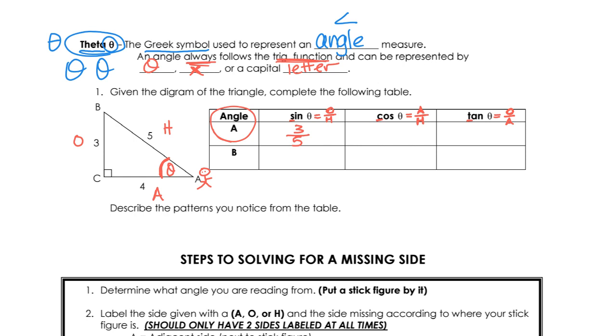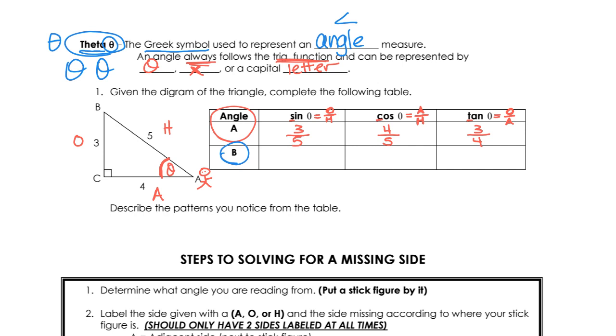Cosine is your adjacent side, which we labeled 4, over your hypotenuse side, which we labeled 5. Our tangent of our angle theta is equal to our opposite side of 3 over our adjacent side of 4. Now we have the 3 trig ratios when we read from angle A in this triangle. Now in the second row, they want us to read from angle B. So we're going to go back.